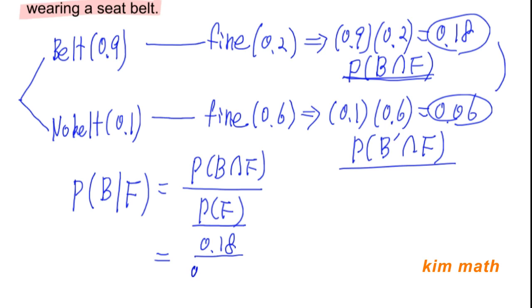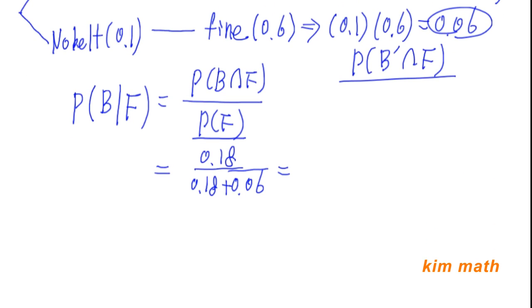So 0.18 plus 0.06. Okay, so this will be 18 over 24, or 3 over 4, or 0.75.